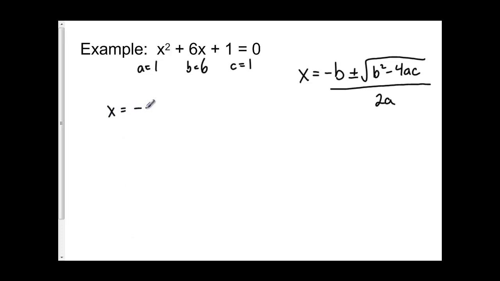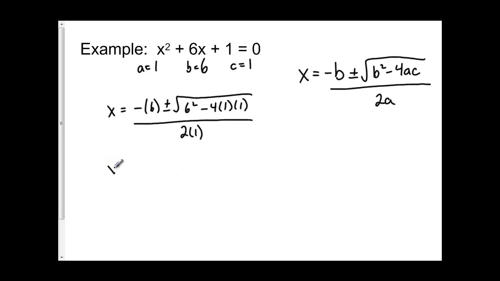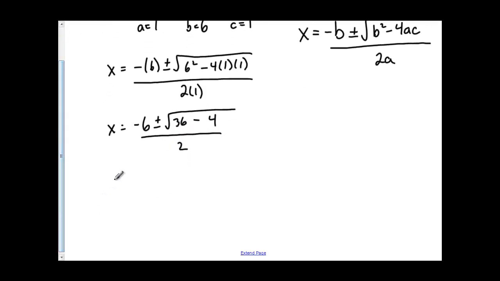We get x equals negative 6 plus or minus the square root of 6 squared minus 4 times 1 times 1, all over 2 times 1. So now it's just a matter of simplifying our expression. We've got negative 6 plus or minus the square root of 36 minus 4, all divided by 2, which is equal to negative 6 plus or minus the square root of 32, all divided by 2.